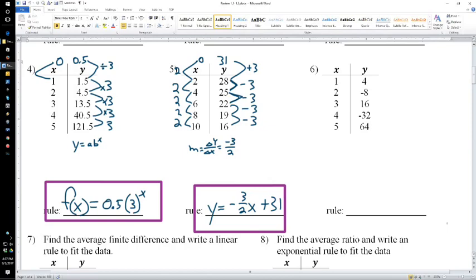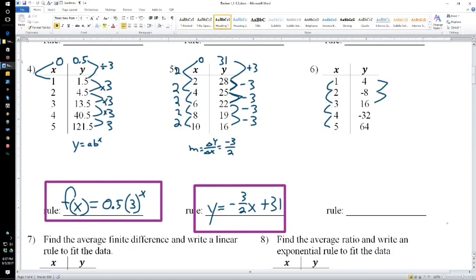Okay. Last one, number 6. These x values are constant: plus 1, plus 1, plus 1, plus 1. That's nice. But the y's are not linear, because you notice how this one goes down by 12, but then that one goes up by 24. That's such a big difference, it cannot be linear. So let's try exponential.